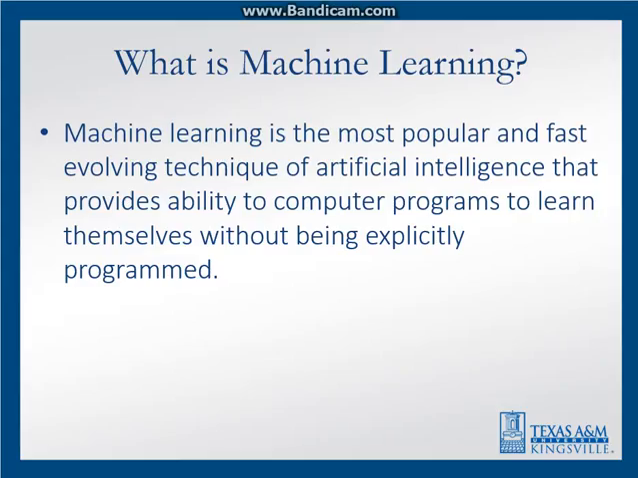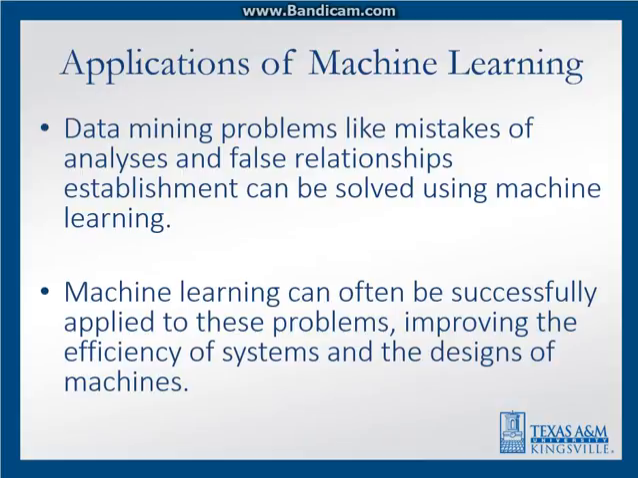First things first, what is machine learning? Machine learning is the most popular and fast evolving technique of artificial intelligence that provides the ability to computer programs to learn themselves without being explicitly programmed. Applications of machine learning. Data mining problems like mistakes of analysis and false relationships establishment can be solved using machine learning. Machine learning can often be successfully applied to those problems, improving the efficiency of systems and the designs of machines.